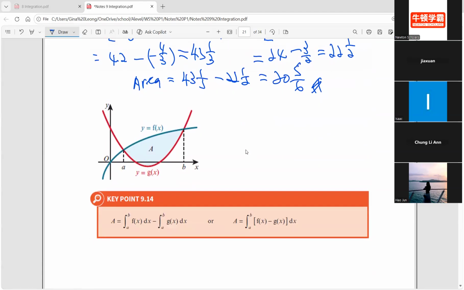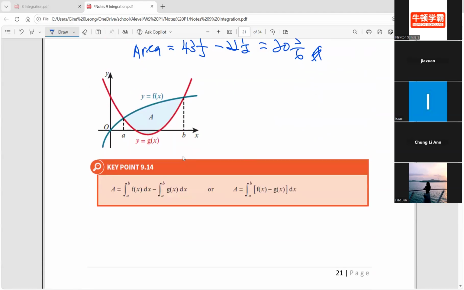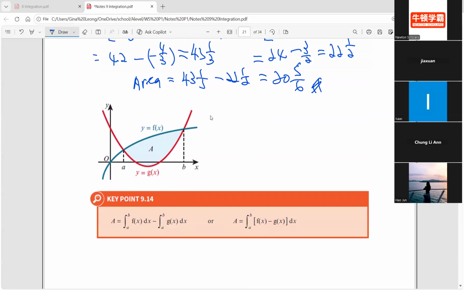Okay, I move on. So we have another type of pattern for the curve. It's something like this. Okay, when I have the red one, g(x), and the green one, f(x), and we are getting the area A. So what should I do? Okay, you still go back to the theory, which is the above minus the bottom. Always go back to the same case.